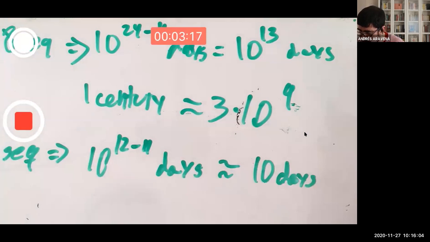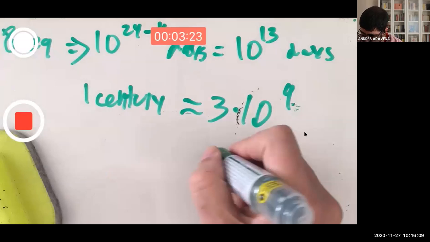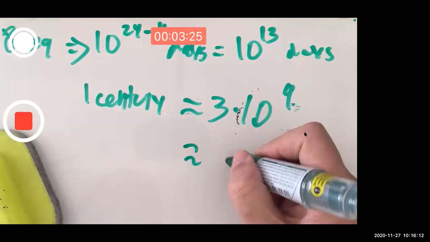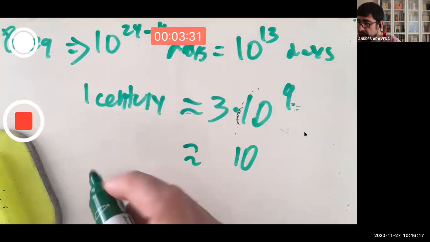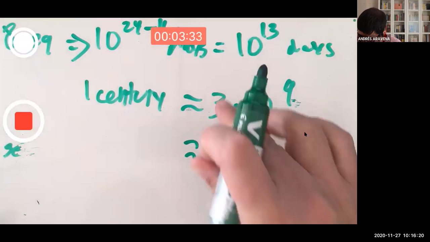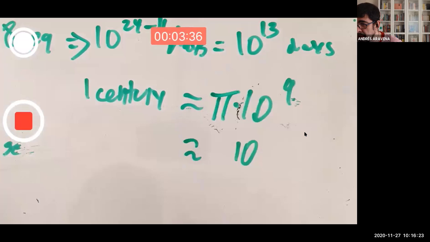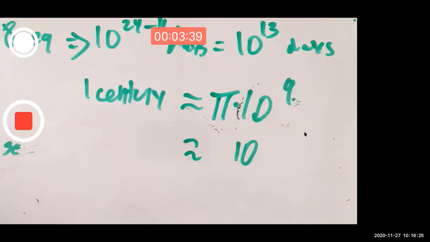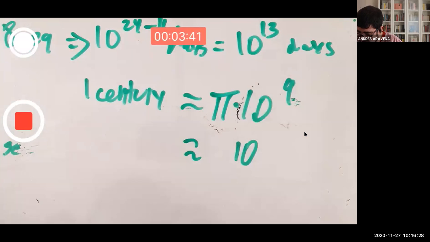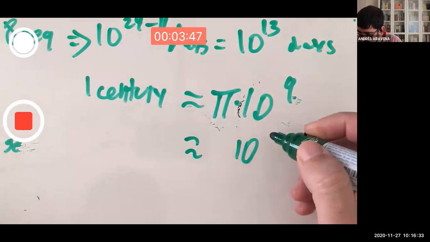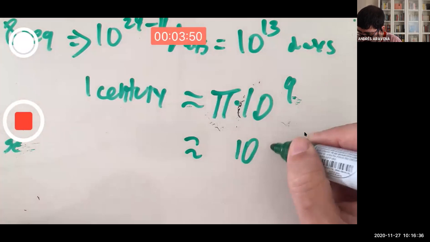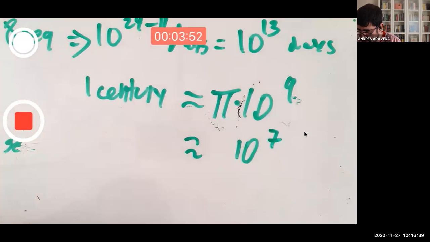If you divide by 300, I don't understand where the 3 came from. One century equals... No, the shortcut is this. You take the number pi, and I approximated pi by 3. And if you divide by 365, you get something like 10 to the power of 7 seconds in 1 century.